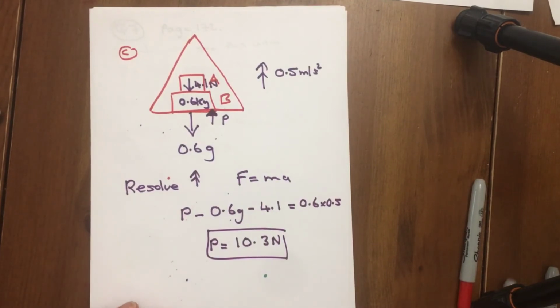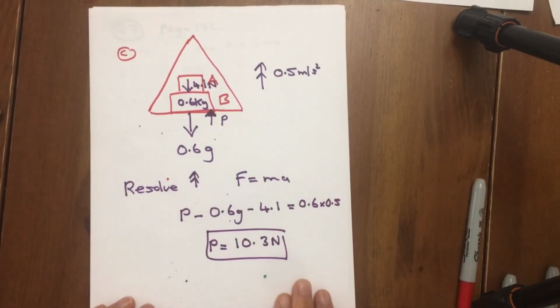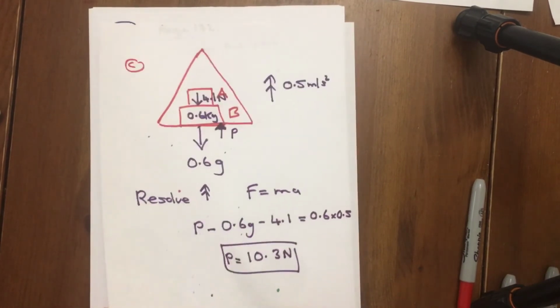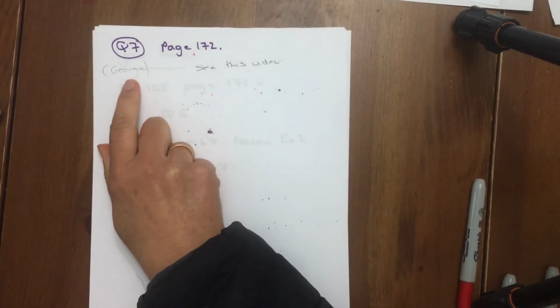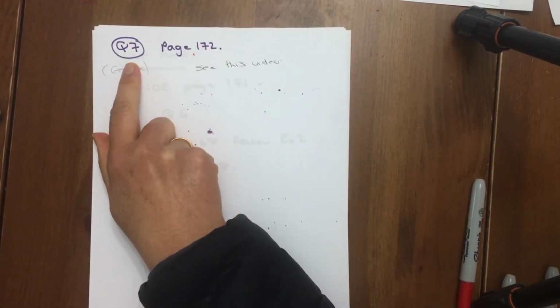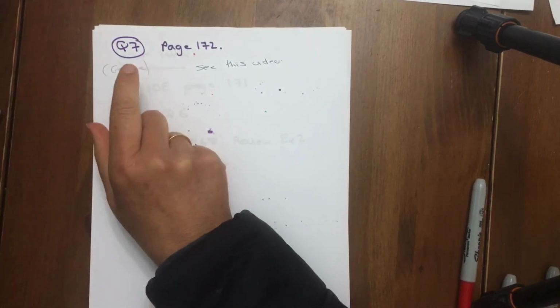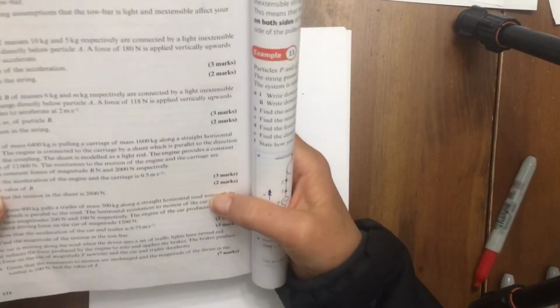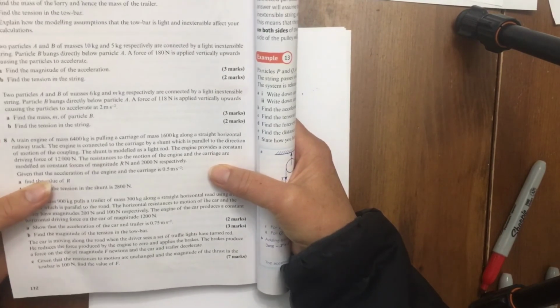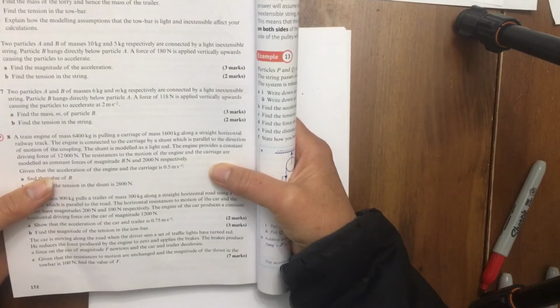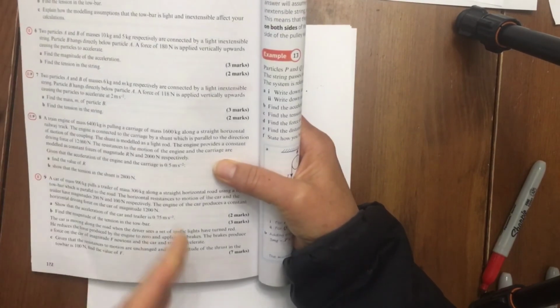Right, now I think it would be a good idea to watch that video again. And I would then like you to listen to the video that Mr. Bennett has made on question 7 from 10E, which is this question here. There are two particles A and B. They're connected by a string, and B hangs directly below A. So it is again the vertical motion. So I'd like you to listen to that video.